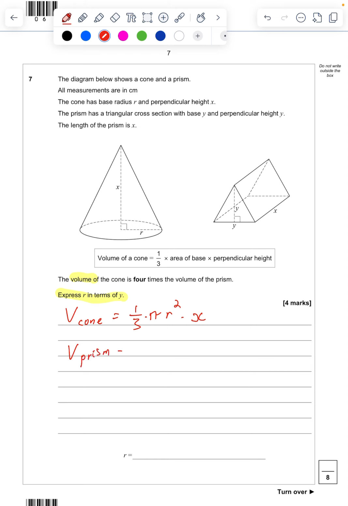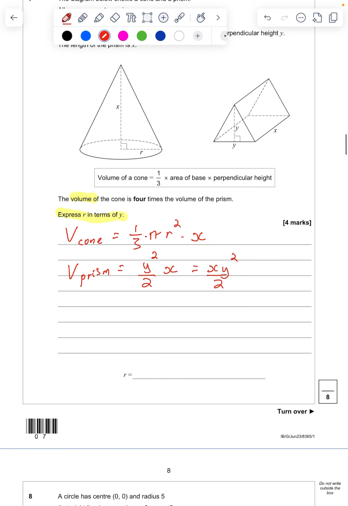Now, the volume of the prism is the area of the face, the cross-section, and you times it by the length. The area of the face here, you've got a right-angle triangle. It's going to be y times by y, and then divided by 2. So that's the area of the face. So y squared over 2, and you're timesing it by the length, which is x. So you can really just write that as x y squared over 2.